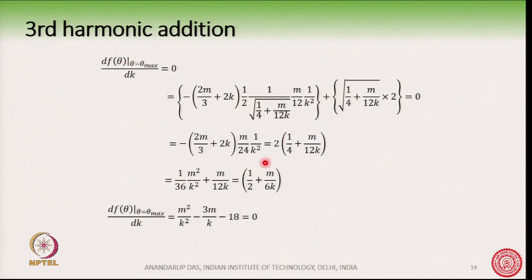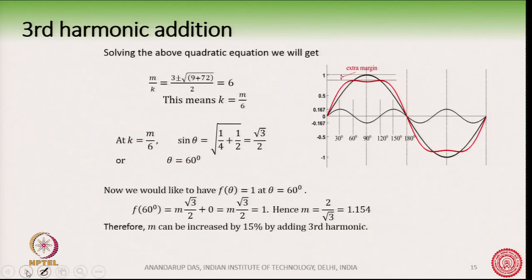from which by several steps we get to an equation here like this, which ultimately comes up to be m square by k square minus 3m by k minus 18 equal to 0. This is the expression which gives us the value of k. So, if you get to this equation, then by solving this equation we see that m by k is equal to 6, which means k equal to m by 6, right.